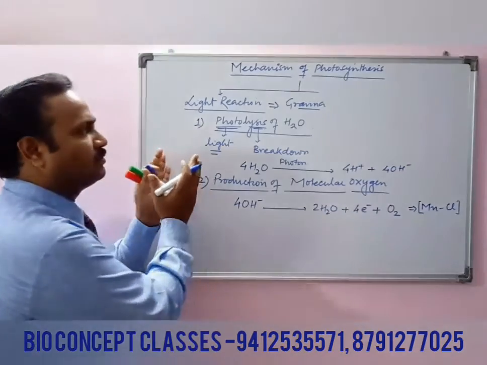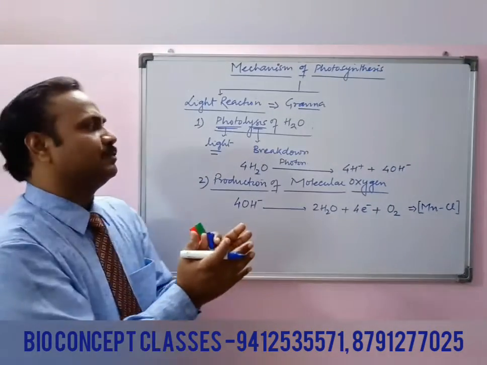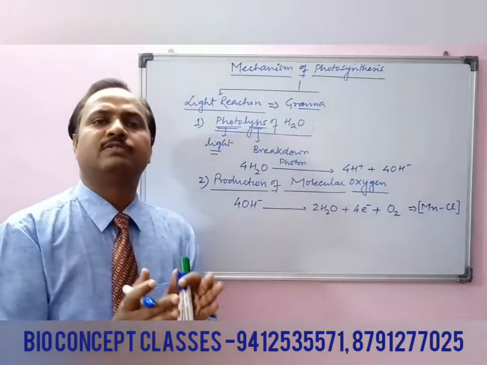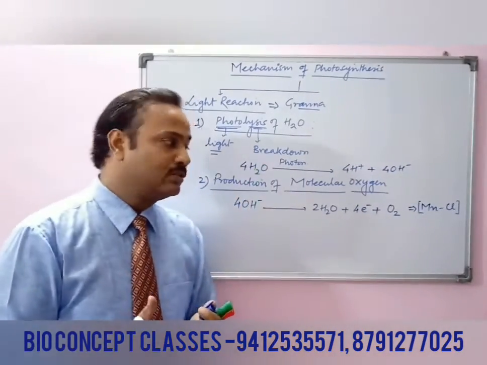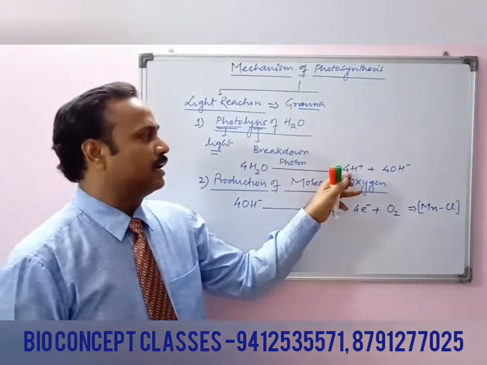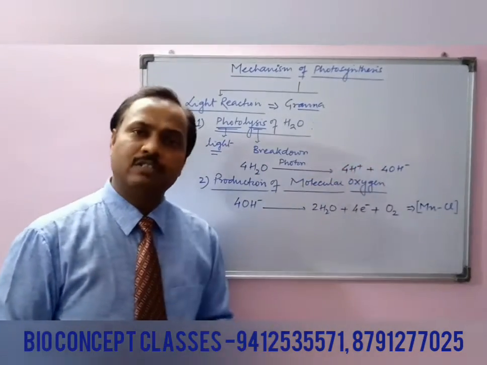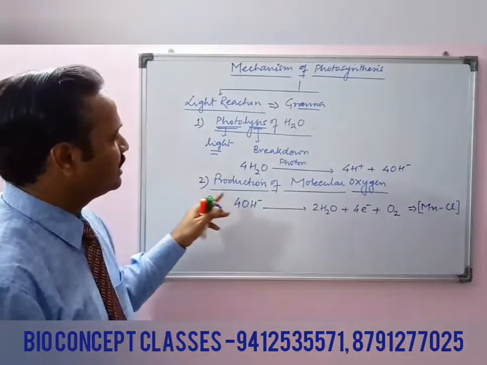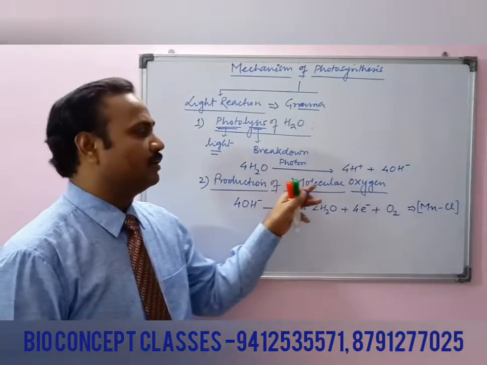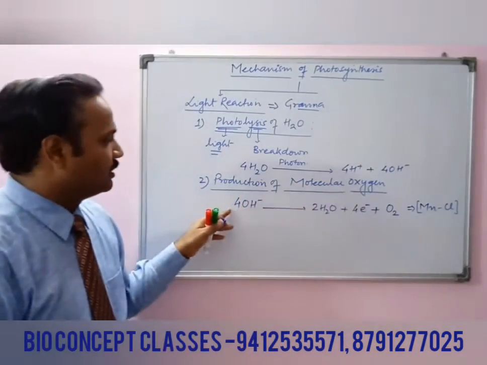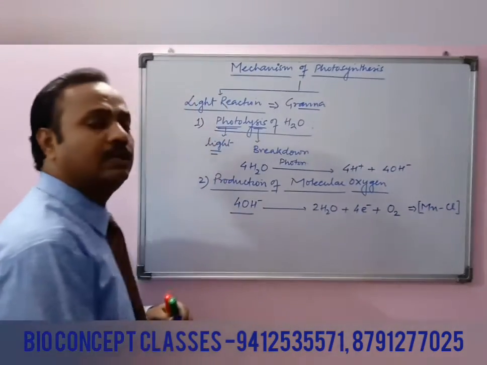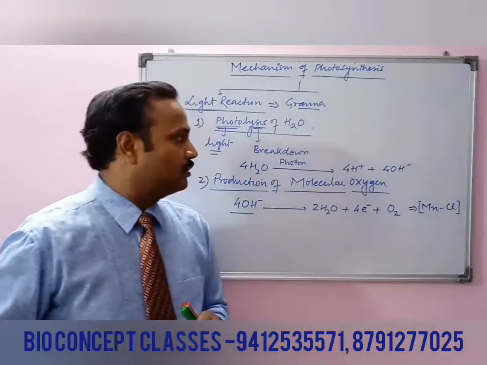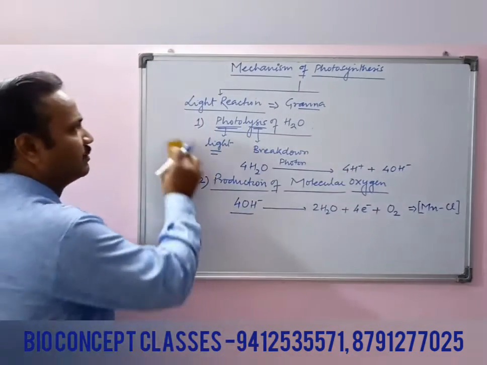So first step is photolysis of water, that is breakdown of the water in the presence of sunlight, that is photons. ये breakdown करेगा hydrogen ions plus hydroxyl ions. Now the second step is the production of molecular oxygen. Here the hydroxyl ions will produce the molecular oxygen. Now the next is third step की बात करें.